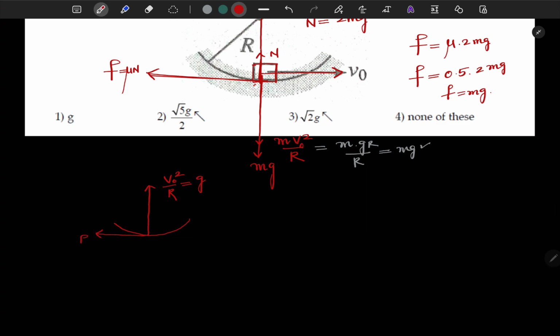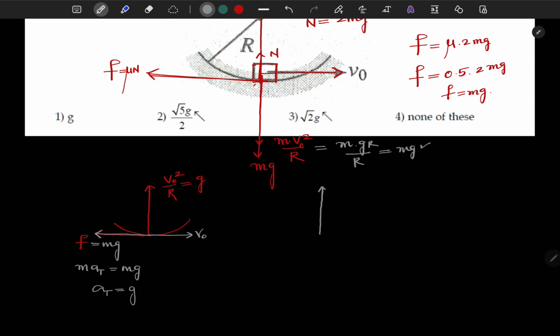If you observe, friction is present here. This is actually giving you the tangential force, tangential retardation. That's the reason why it is slowing down in this direction. This is the direction of velocity v naught, but the tangential force is this one, which is the frictional force, which is also mg. And the tangential acceleration would be, you can write m a_t is equal to mg, then the tangential acceleration is g.